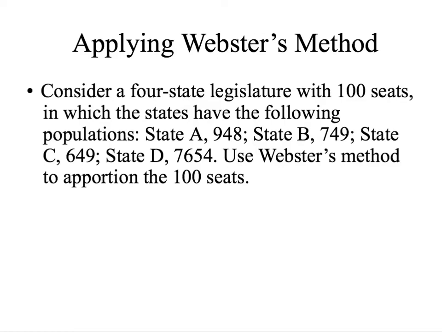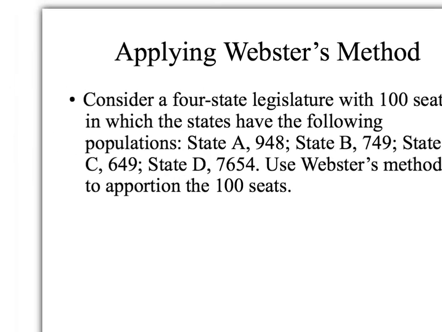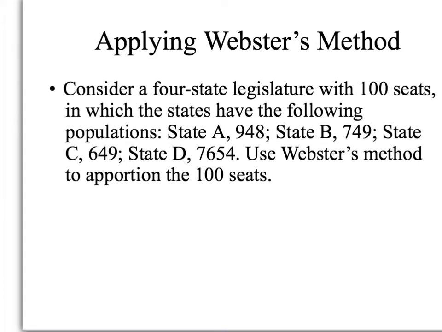All right, in this example, we have a 4-state legislature with 100 seats, and the states have the following populations: 948, 749, 649, and 7654. So we want to use Webster's method to apportion the seats.